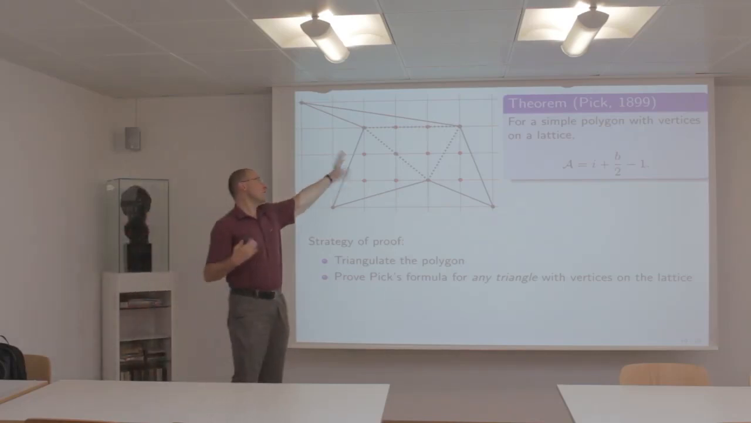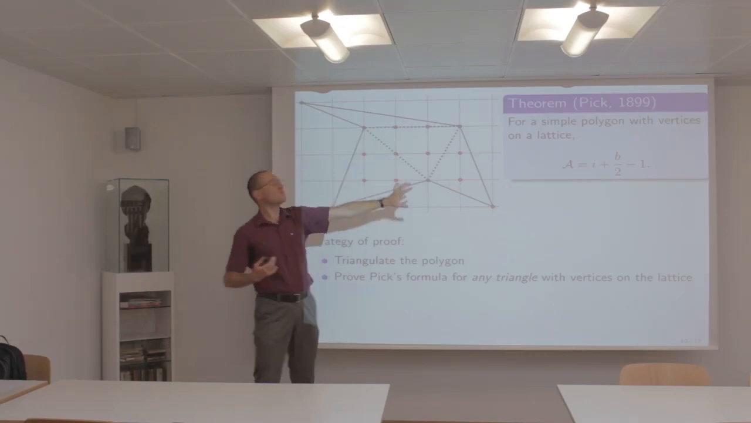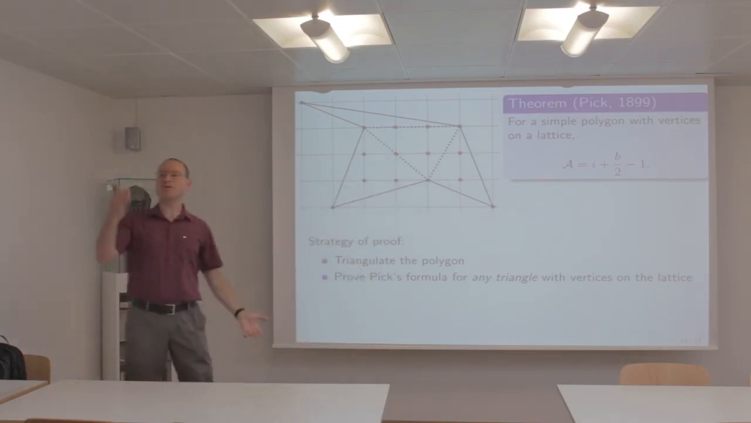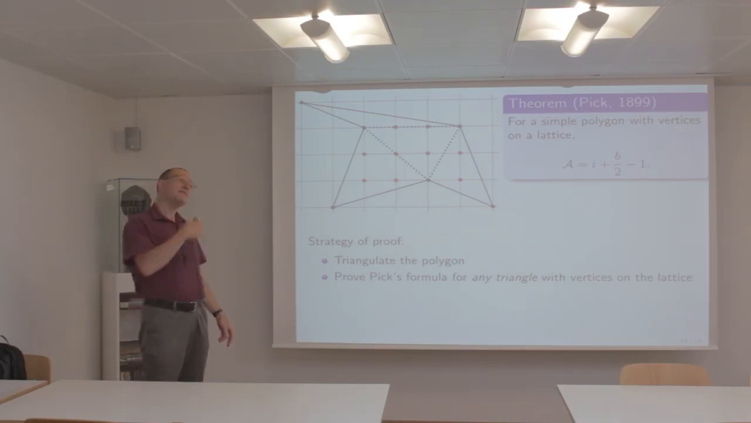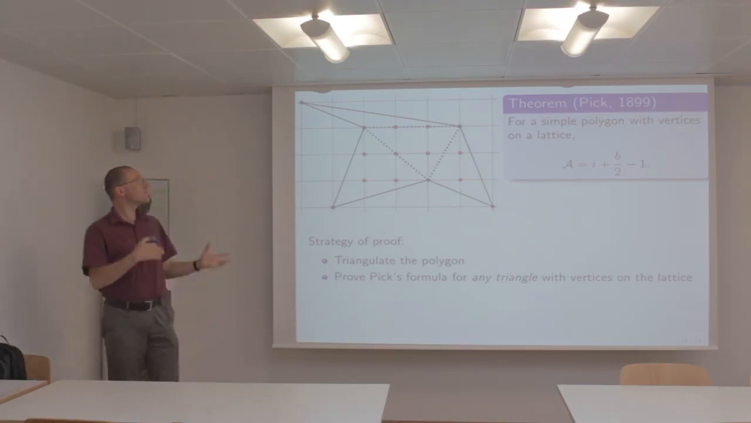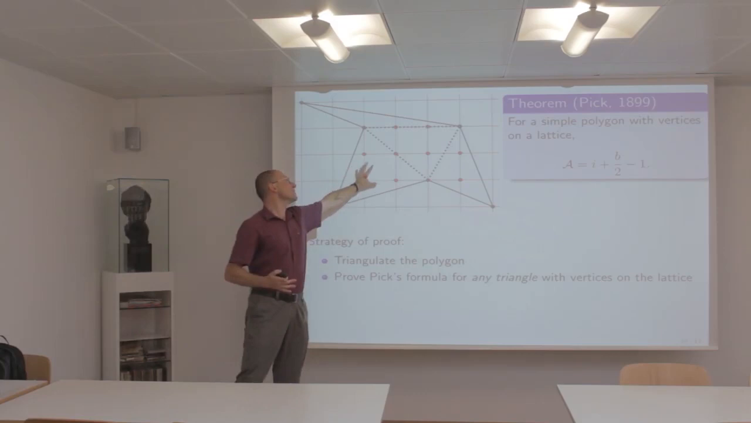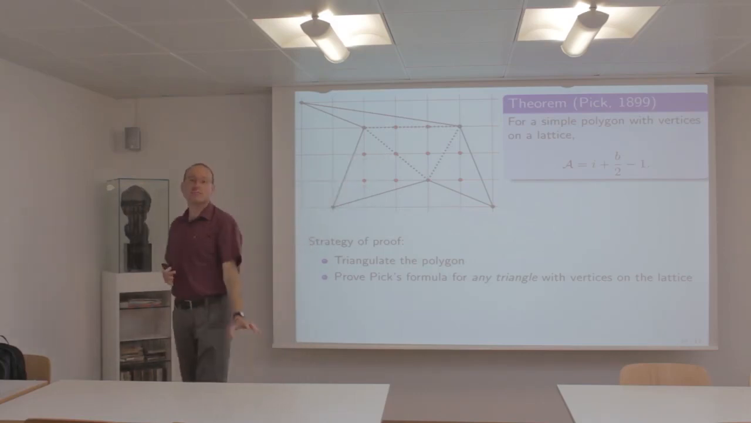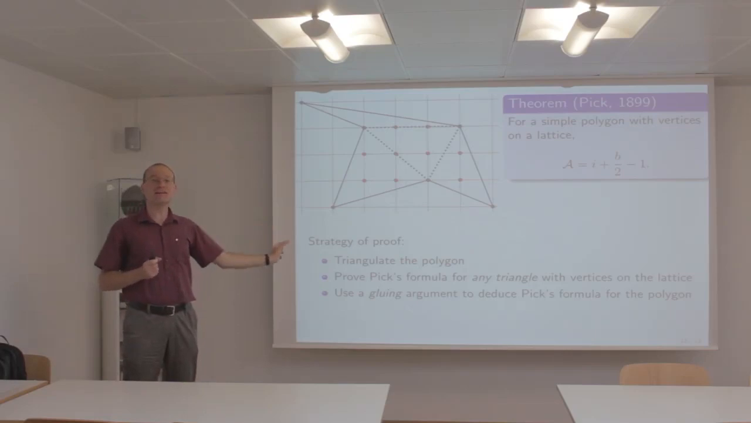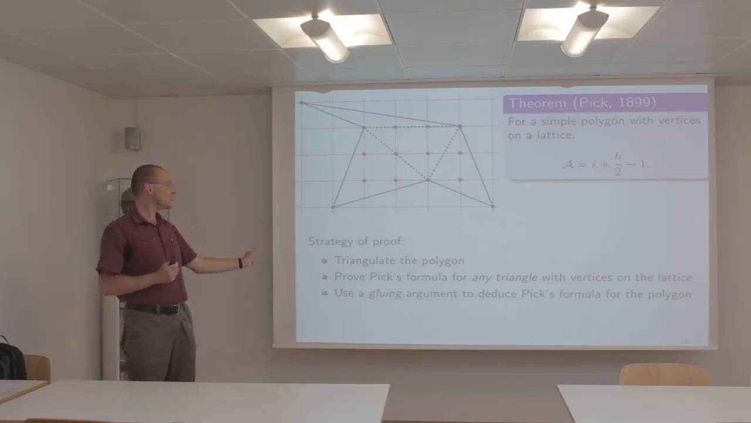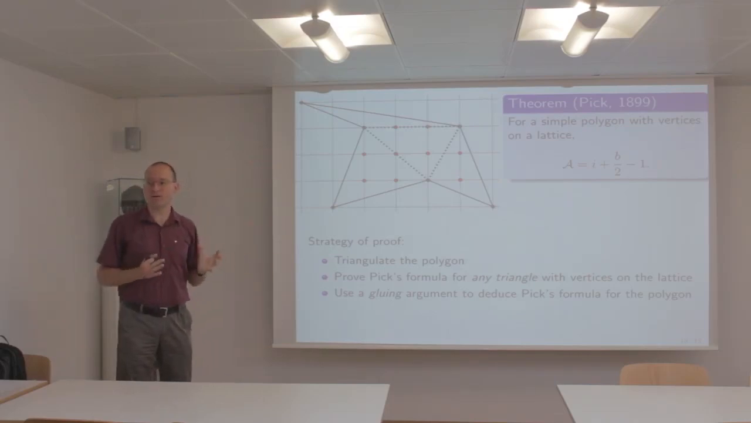If you prove these two bullet points, are we done? Or do we have to do some more work? If you convince me that Pick's formula holds for each of these four triangles, is it going to hold on the polygon? Well, yes, because any polygon is made out of small triangles. But if Pick's formula holds here and here, is it going to hold on the big polygon? We have to prove this. We have to use what we call a gluing argument to show that if it holds for each triangle, then it holds for the whole polygon as well.